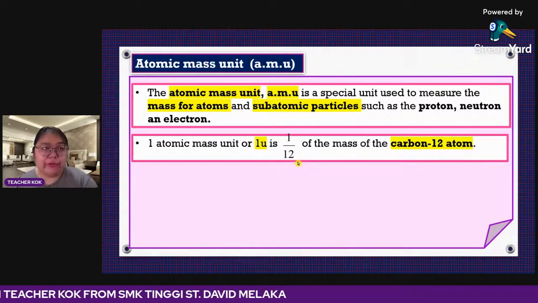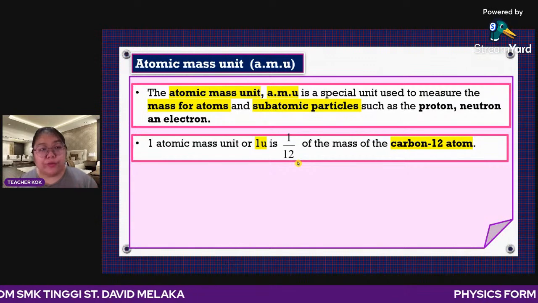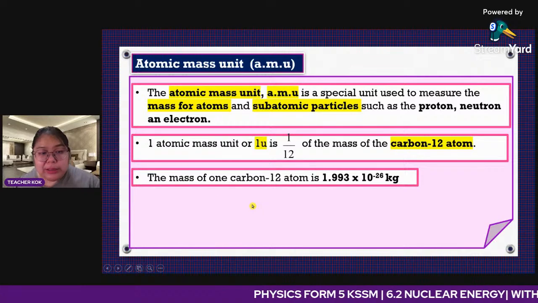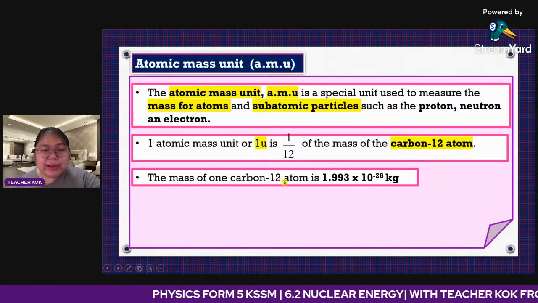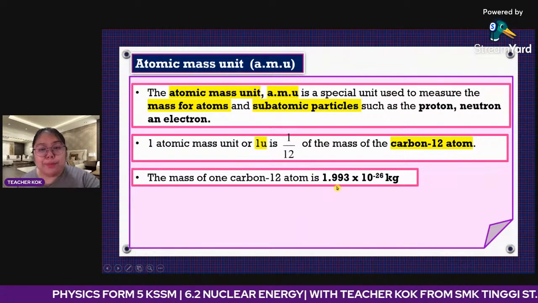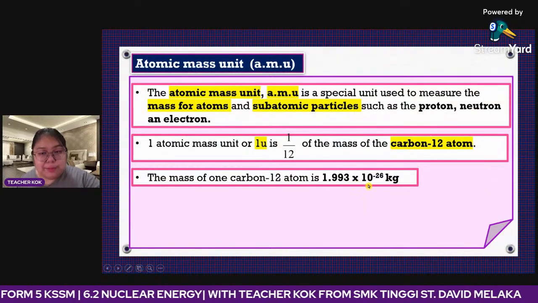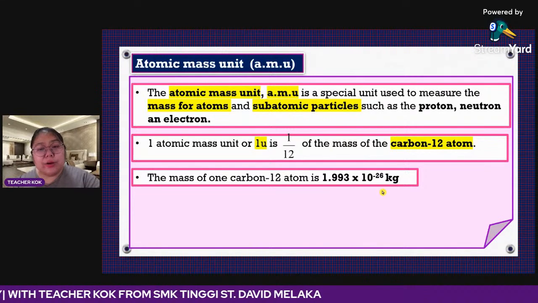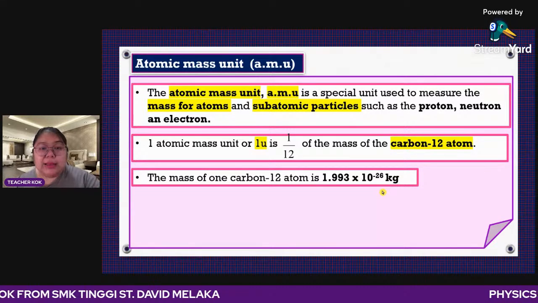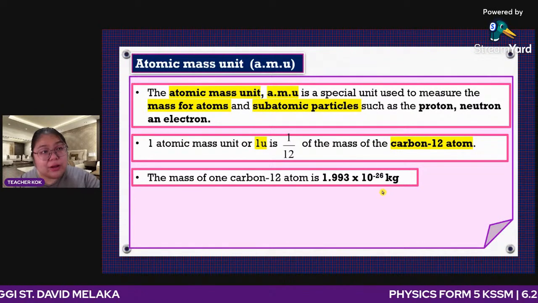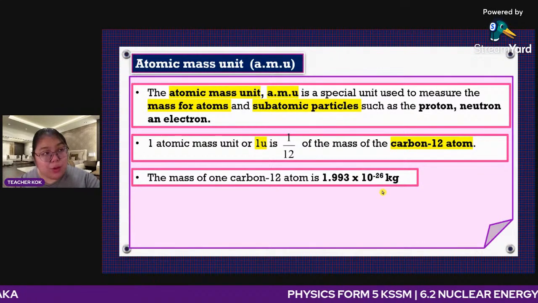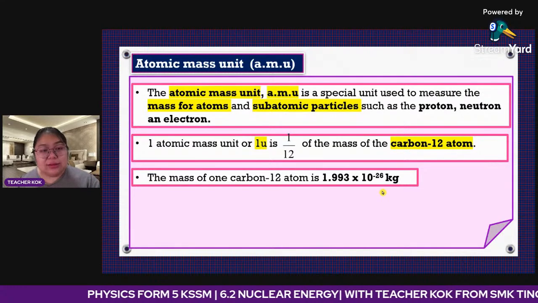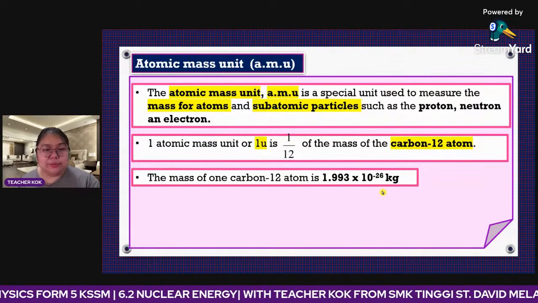If I want to convert to kilogram, what do we need to do? So we go to find out first what the carbon is. The mass of one carbon-12 atom is 1.993 times 10 power of negative 26. The carbon is already very small in mass. Now your atomic unit is 12 times smaller, you know. So we need to calculate the actual answer. What is the mass of the atomic unit?